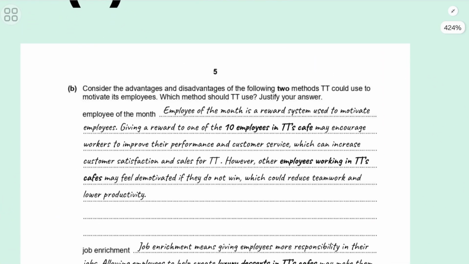Employee of the Month is a reward system used to motivate employees. Giving a reward to one of the 10 employees in TT's cafe may encourage workers to improve their performance and customer service, which can increase customer satisfaction and sales for TT. However, other employees working in TT's cafes may feel demotivated if they don't win, which could reduce teamwork and lower productivity. This paragraph includes knowledge, application, and analysis, so it meets level 2 criteria.